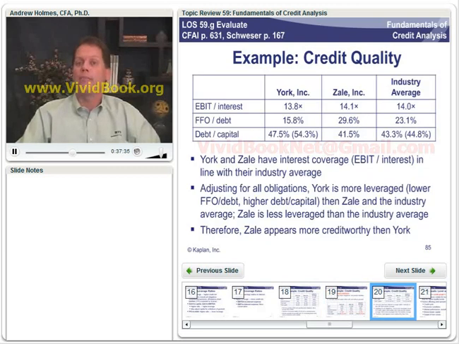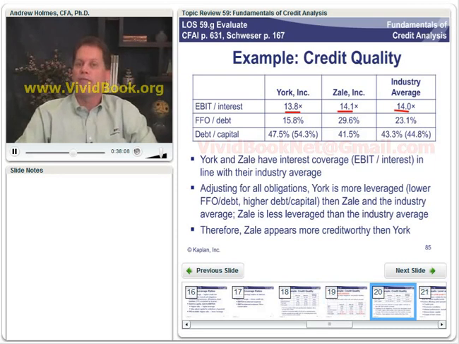And if we do that, what we see is that if we're looking at EBIT to interest, 13.8, 14.1, 14.0, what does that tell us? Well, it is true that York is a little lower than the industry and Zale is a little higher. I would probably just contend that these are all in the relevant range. So they have interest coverage that is in line with their industry. It doesn't have to be exactly equal to 14 to say, okay, this is in the ballpark, right? So I would say these are in line and probably move on.